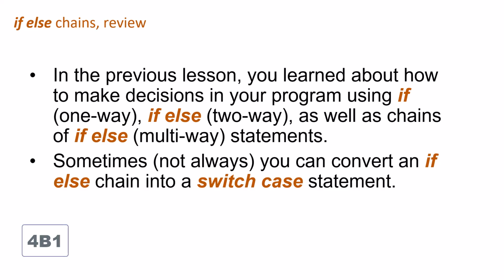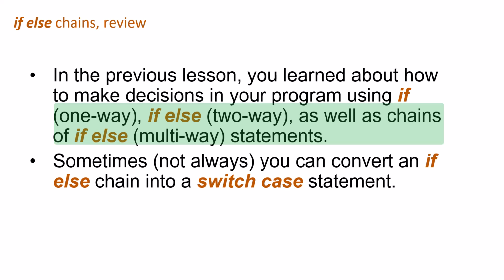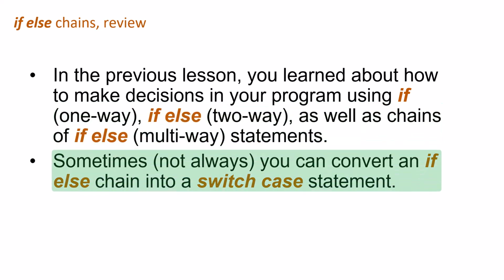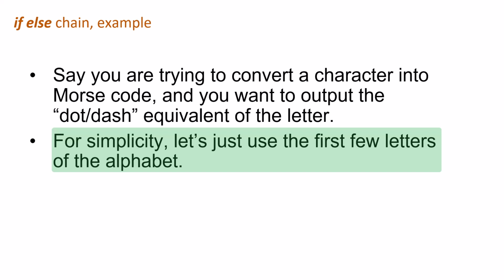In the previous lesson, you learned about how to make decisions in your program using if one way, if else two way, as well as chains of if else multi-way statements. Sometimes, not always, you can convert an if else chain into a switch case statement. Say you are trying to convert a character into Morse code, and you want to output the dot-dash equivalent of the letter. For simplicity, let's just use the first few letters of the alphabet.